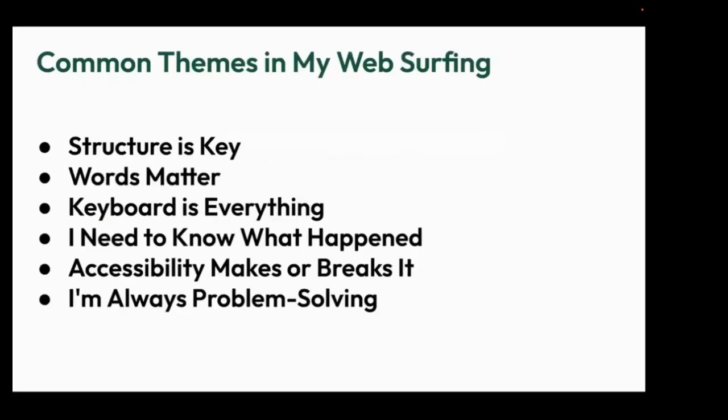Now, I want to talk about themes that have emerged over my years of working and training people to use a screen reader. First one, structure is key. Well-organized content with proper headings is crucial. Next, words matter. Clear labels with good alt text make a huge difference. So for the next one, the ability to operate with keyboard only is essential for someone like me.